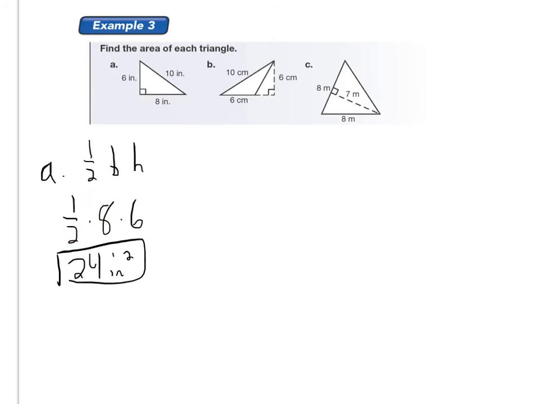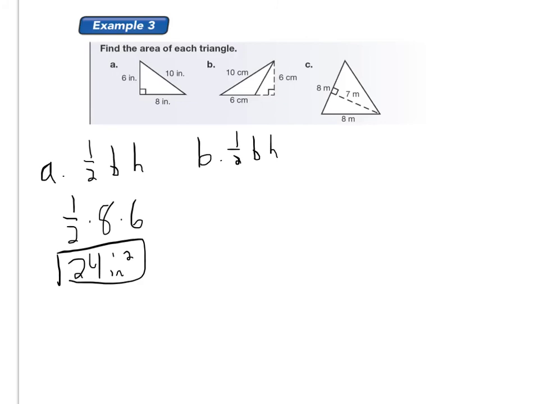I could have done half of 8. Half of 8 is 4, times 6 is 24. Either way. Alright, so let's do B. A little trickier when you get a shape like this. So again, my base and my height. I'm going to take 1/2 of the base times the height.